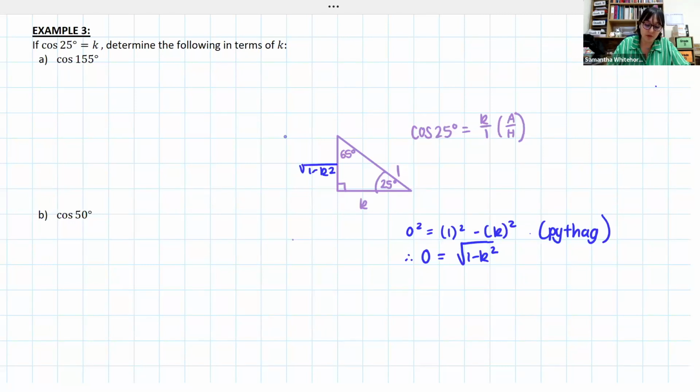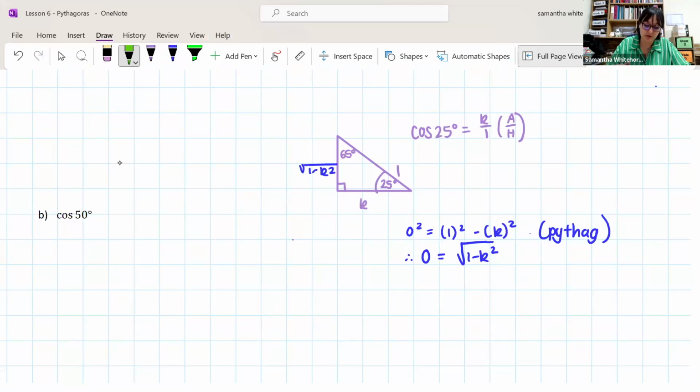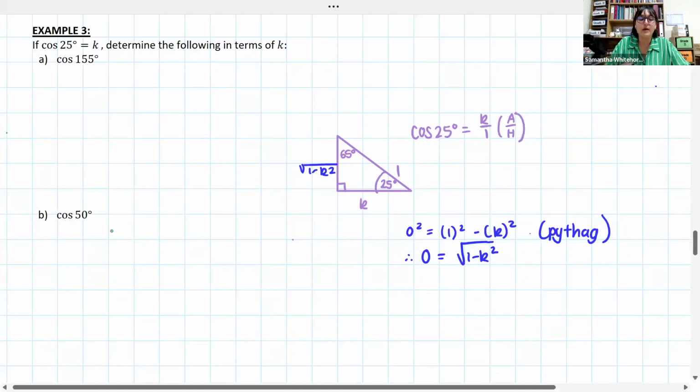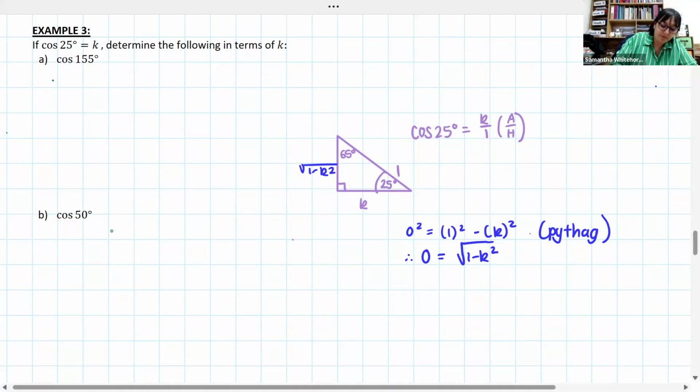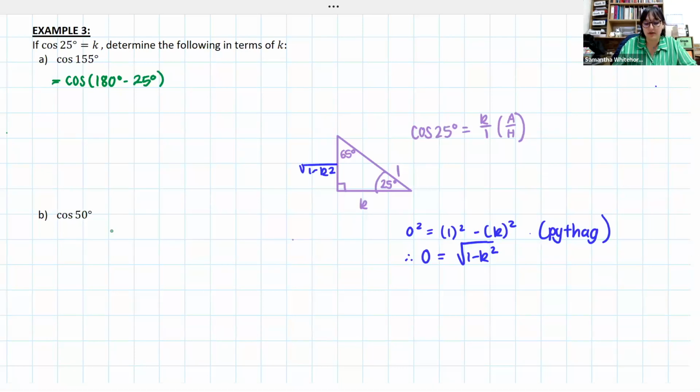Okay, so the first question is cos of 155 degrees. Now, nowhere in my triangle do I have a 155 degree angle. It's not a double angle of any of those ones I have there. Double 25 is 50, you can see that's going to come in question B. Double 65 is 130, so not a double angle. Think back to your basics, think of your reduction formulae. If we take cos of 180 minus 25, we get 155 degrees. So we can reduce the angle here.